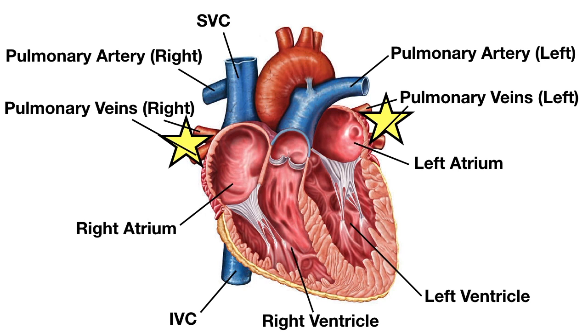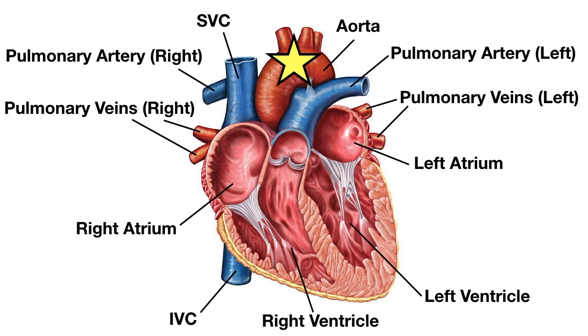specifically the left atrium. The final main blood vessel is one that is exiting the left ventricle and delivering blood to the rest of the body. Again, we know it's an artery because it's carrying blood away from the heart, and in this case it's the aorta. The function of the aorta is to deliver oxygenated blood to the rest of the body.